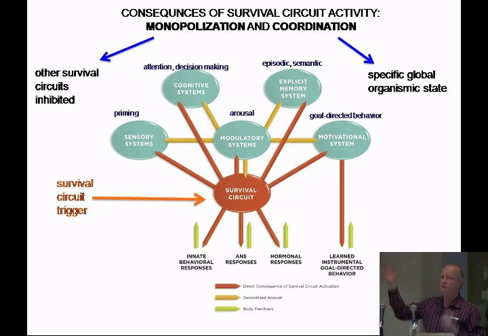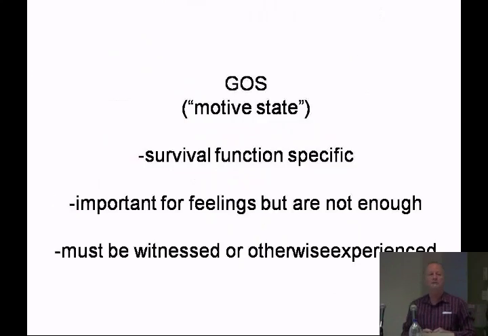And I think what this does is create a global organismic state. We don't have to call that a feeling factor. I think a feeling is more than the global organismic state. These global organismic states are survival circuit specific. So if in danger, you have a different kind of global organismic state than you have when you're hungry. This was sometimes called a motive state in the older literature. I think Bindra here from McGill had this idea. But they're not enough for a feeling.